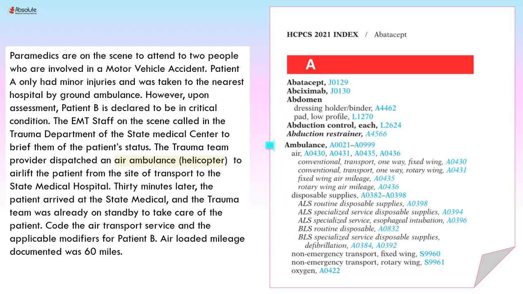So with that being said, if you look it up from your index, you're going to look up A0021 to A0999. But actually, if you look down, you can go straight to the point here, because there is the code for conventional transport one-way rotary wing. The code is A0431. So let's go ahead and take a look at that. But while we're here, we also are going to need the air loaded mileage, right? 60 miles. So we're going to have to take a look at code A0436 as well.